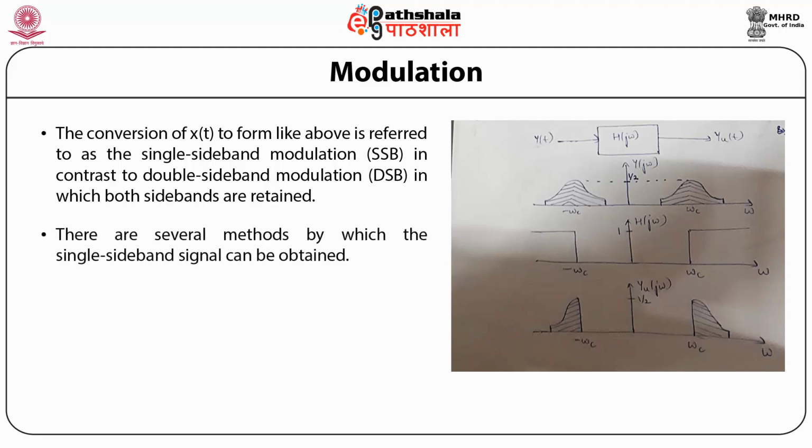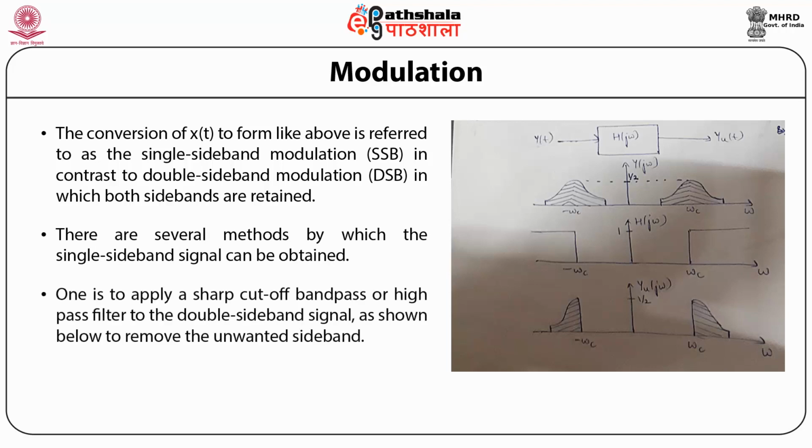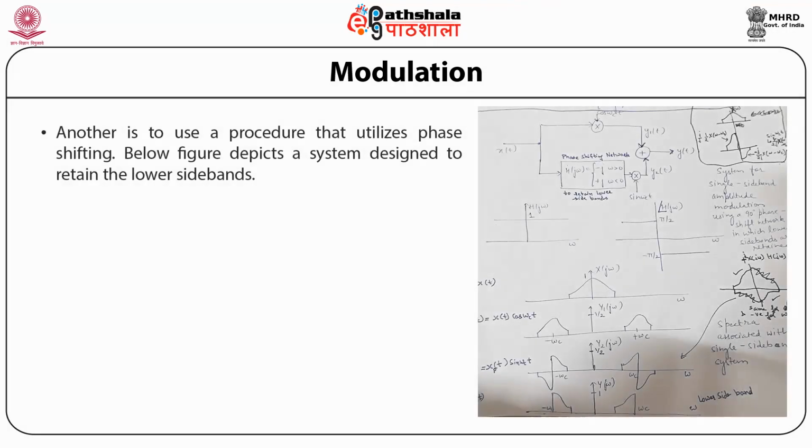So there are several methods by which a single sideband signal can be obtained. One is to apply a sharp cutoff bandpass or high pass filter to the double sideband signal as shown below to remove the unwanted sideband. Another is to use a procedure that utilizes phase shifting. Below is the figure which depicts a system designed to retain the lower sidebands.